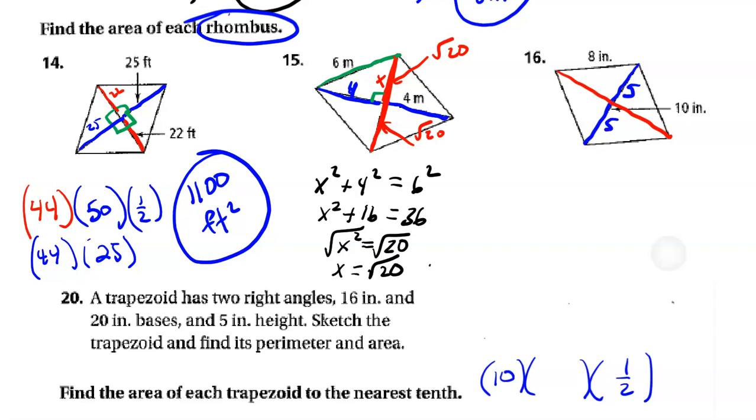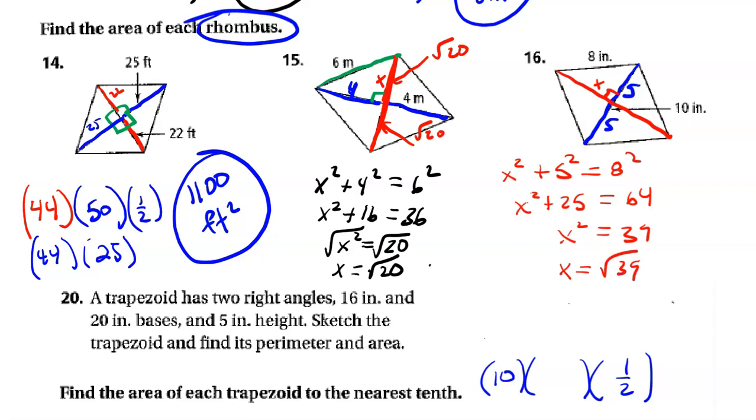And now my x is going to be down here. Same thing, since this is a right triangle, I'm going to use the Pythagorean theorem. x squared plus 5 squared equals 8 squared. x squared plus 25 equals 64. Minus 25 from both sides, x squared equals, I believe that's 39. And so x is going to be the square root of 39. Now, since I have 1 here and I have 1 here, I need to double that. So I have 2 radical 39.